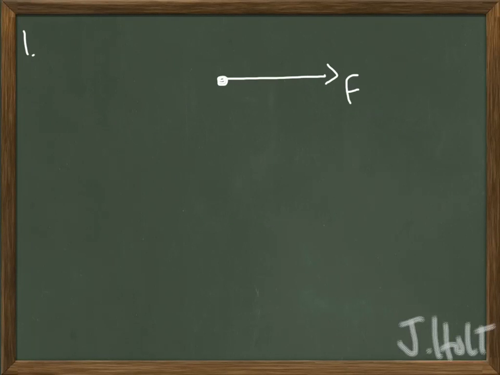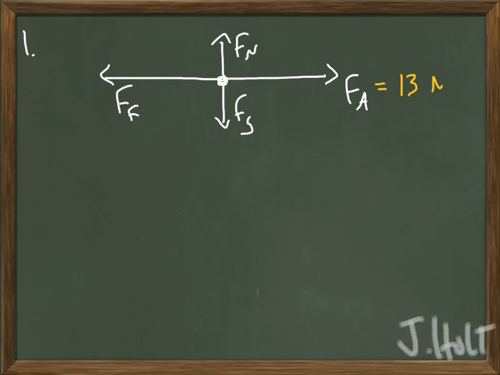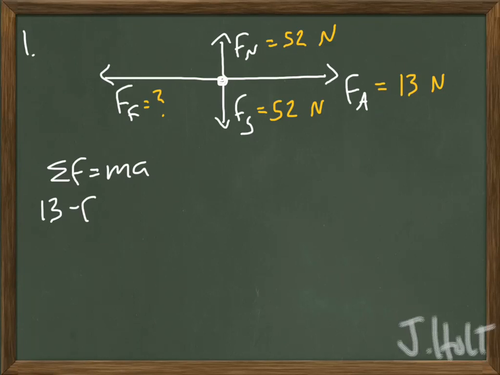Let's take a look at number 1. We need to draw a free body diagram here. We are given the weight of the girl, and we are also given the applied force, so let's fill that in. The normal force is going to be the same as the applied force, so we need to figure out the force of friction here.